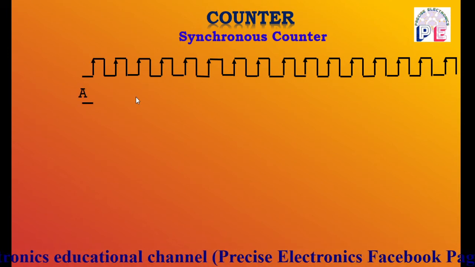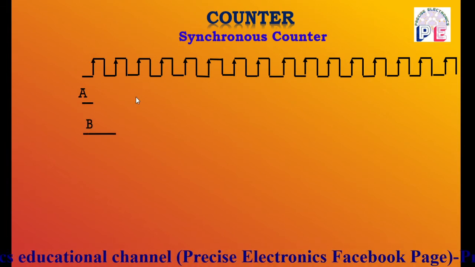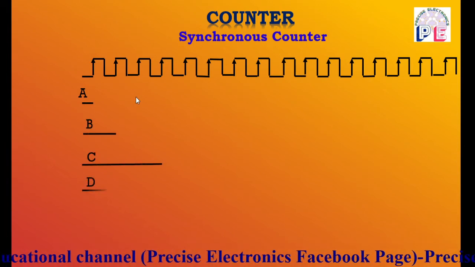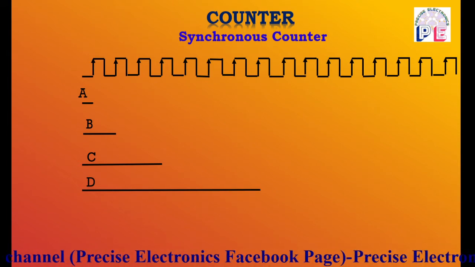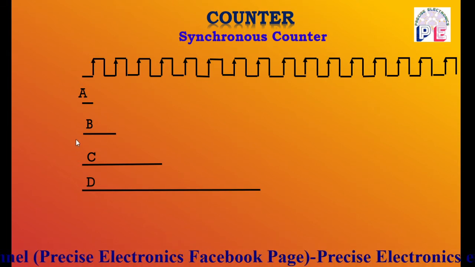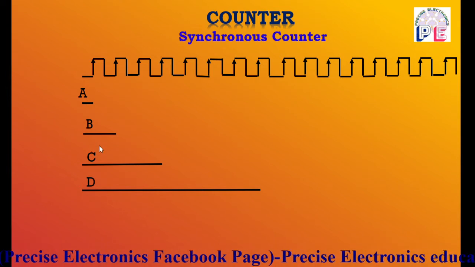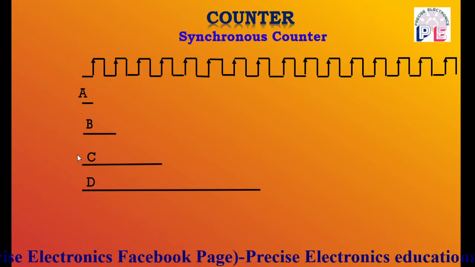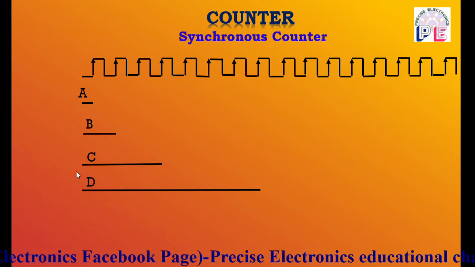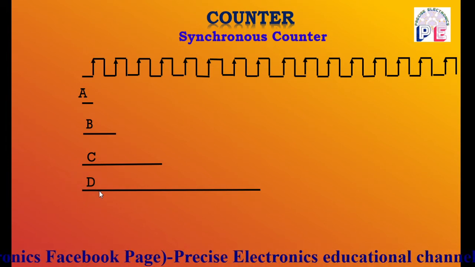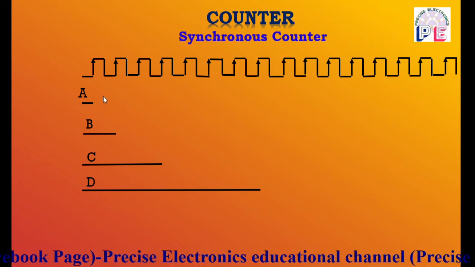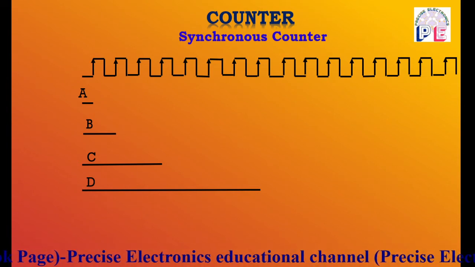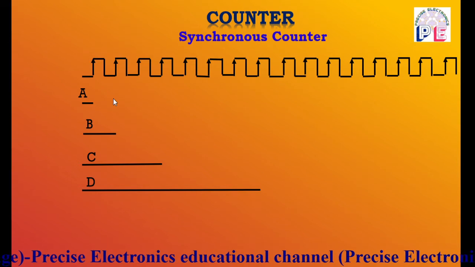Next, before applying the clock pulse, all flip-flops are made clear. So the output at the initial stage is 0, 0, 0. First A, the output of A remains low. Next B, the output of B also remains low. Next C, the output of C also remains low, and next D, the output of D also remains low. So all flip-flops are in reset. Now we are going toward the clock diagram of the first flip-flop, how the transition of the first flip-flop occurs.